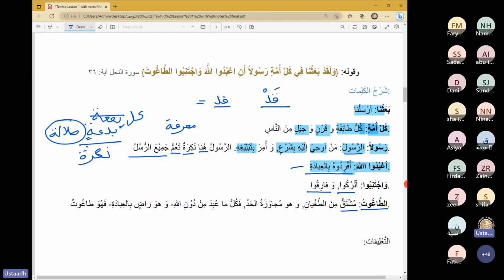And indeed, we have sent in every generation or time a messenger, an u'budullaha, meaning his call to the people was, worship Allah, wajtanibut-taghut, meaning leave and separate yourselves and stay clear of at-taghut. At-taghut is taken from the word at-tughyan, which is mujawazatul hadd, going beyond the boundary. Mujawaza is when you go past something, and al-hadd is a boundary.